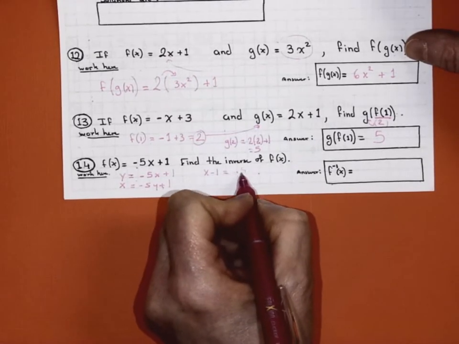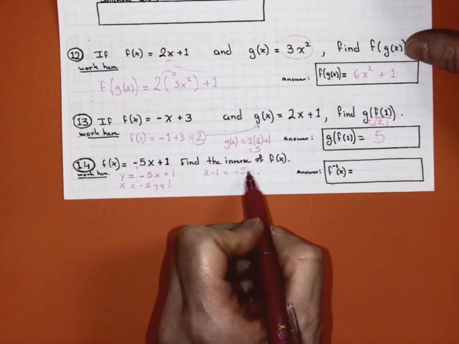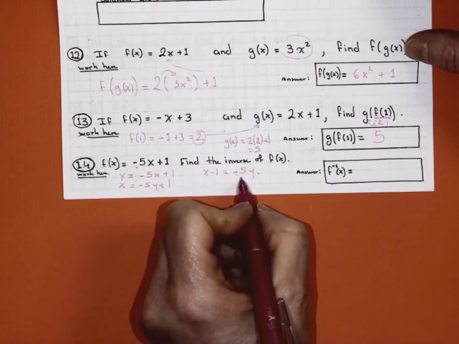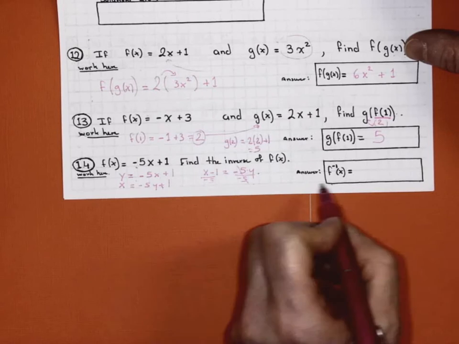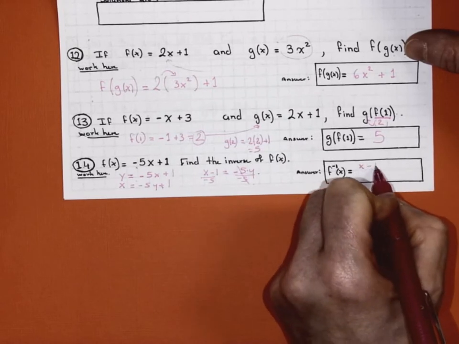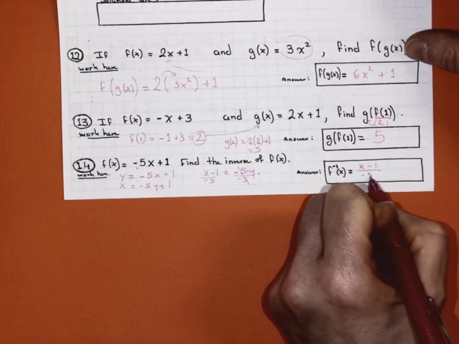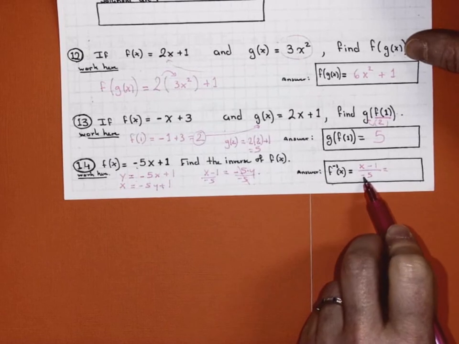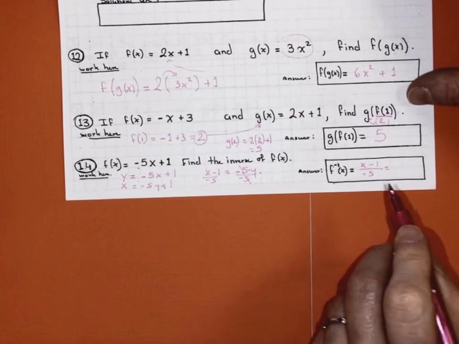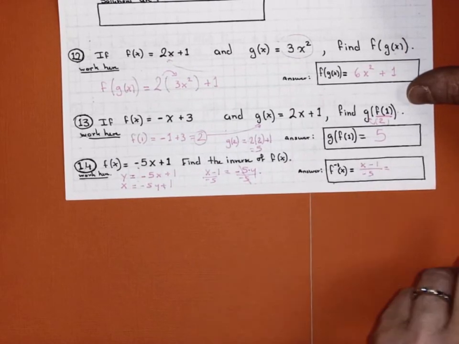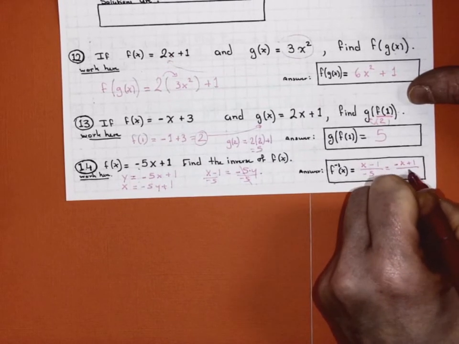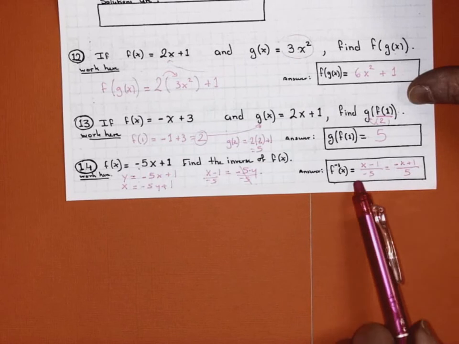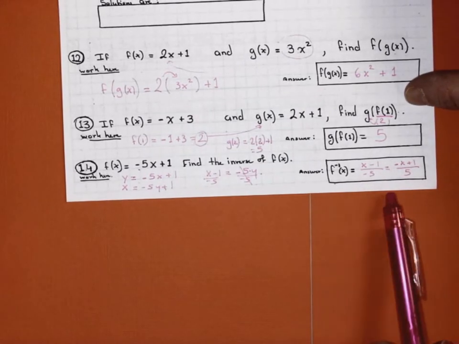So I'm left with negative 5y. And because those are tied by multiplication, I'm going to divide both sides by a negative 5. And so my answer here will be x minus 1 over negative 5. Normally we don't leave a negative in the denominator, so I'm going to change everybody's sign and make that negative x plus 1 over positive 5. But either of those two answers will be correct, and that will be the inverse.